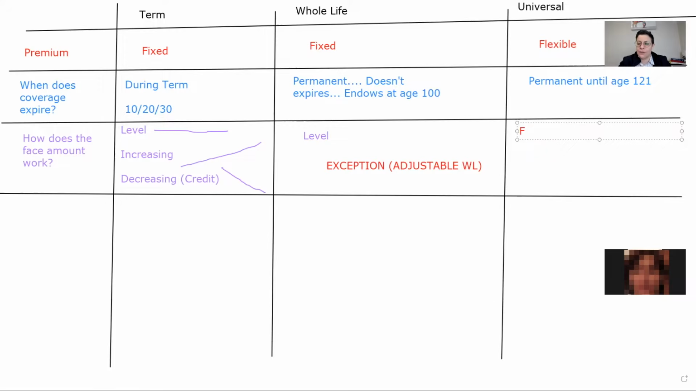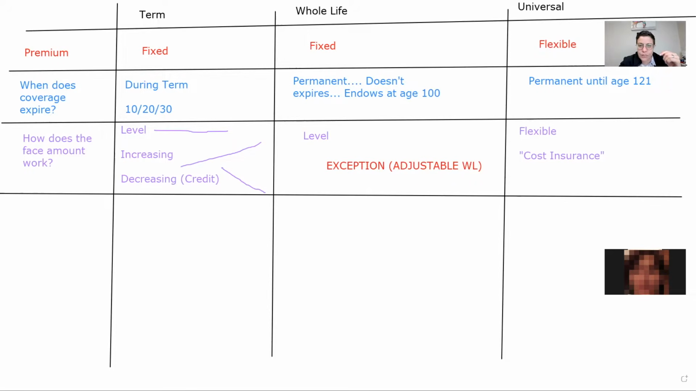Now, in universal, it's my favorite, okay? In universal, the coverage, the face amount, stays flexible. What does that mean? Anytime you see flexible, guys, 9 times out of 10 it's going to be a universal life policy, okay? And here's another clue. You're going to see on the test a lot of cost of insurance, okay? So if you see cost of insurance, it's also a universal policy. And I'll tell you why in a couple of minutes, okay?